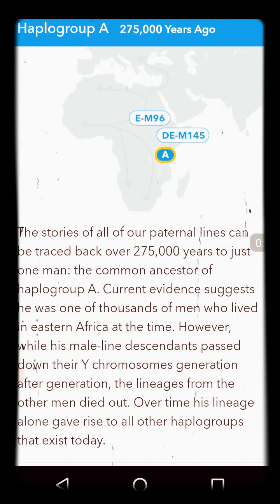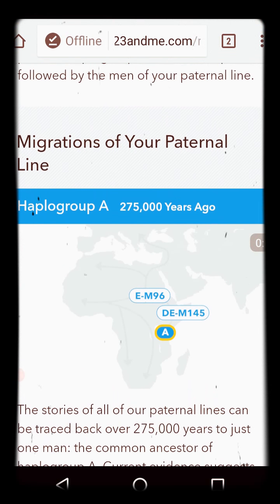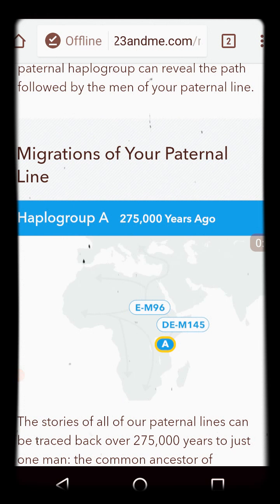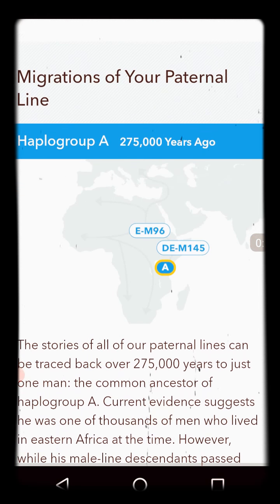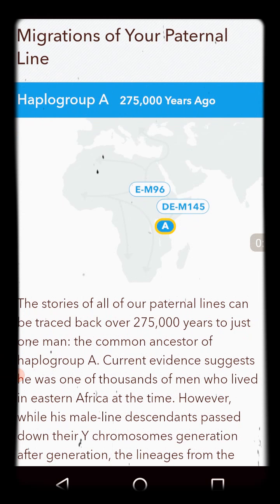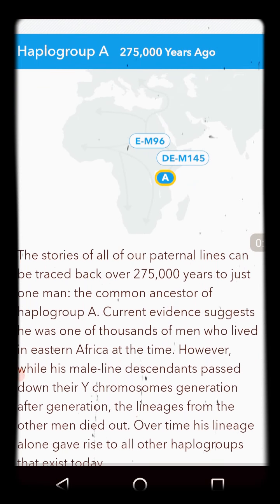All right, Shalom. Picking back up into my DNA, my ancestry reports dealing with the paternal inheritance now. So we're going to recap a little bit over the migrations of these two mutations, DE-M145 and E-M96.